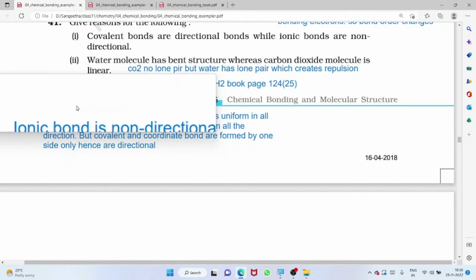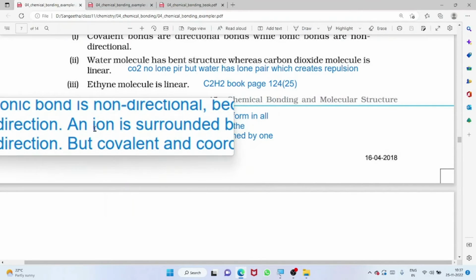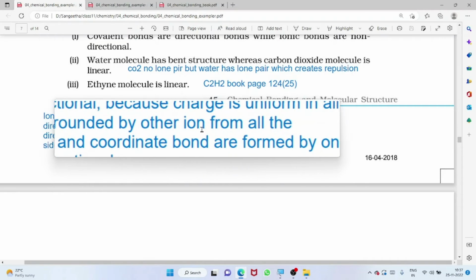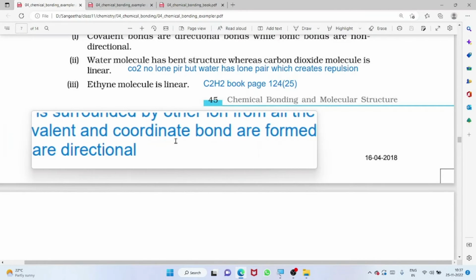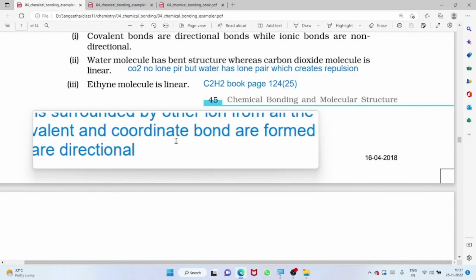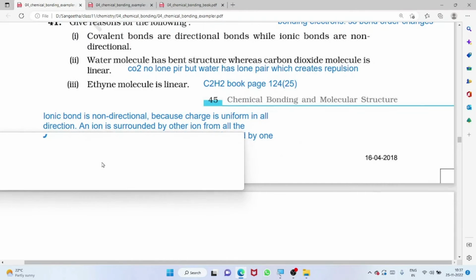An ionic bond is non-directional because the charge is uniform in all directions. An ion is surrounded by other ions from all directions. But a covalent bond is directional because the bond will be formed only on the side where we are sharing electrons.